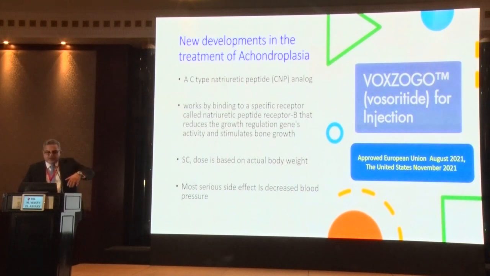So by down-regulating this with the treatment, you get a good response. It is subcutaneous, with doses based on actual body weight. The most serious side effect is decreased blood pressure. This is why, for small children, parents are advised to make sure they drink and eat well before taking the medicine. It was approved by the European Union in August 2021 and the United States in November 2021.